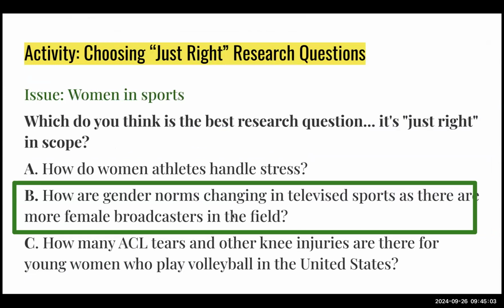So again, B is the better one because just like we said with our Just Right page, it has a clear and focused topic. So we're talking about gender norms. So how people present, what we expect people to be like according to their gender. We're talking about a specific place, televised sports. So that's like soccer, football. There's still a lot of televised sports that you can choose from, but there's enough of them for me to write a paper on. And then we're looking at female broadcasters.